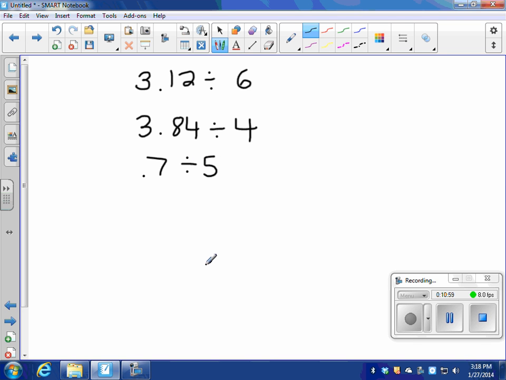So go ahead and write those problems down and solve them using the base 10 method on notebook paper. And then you'll turn those into me.